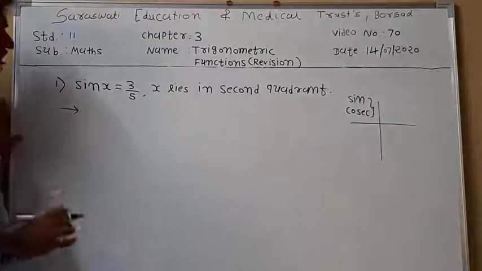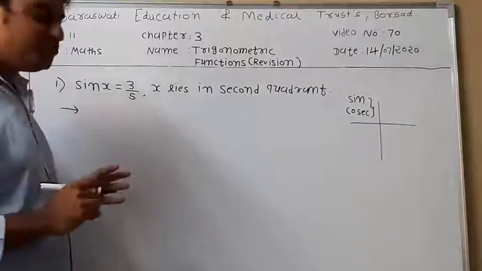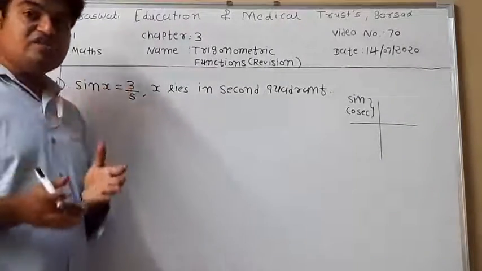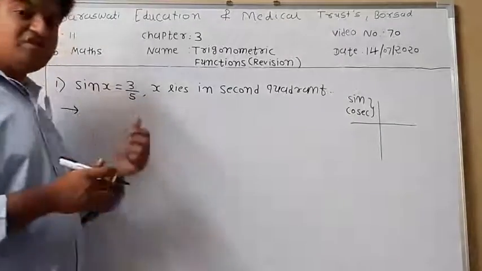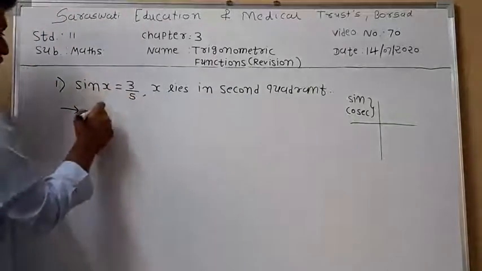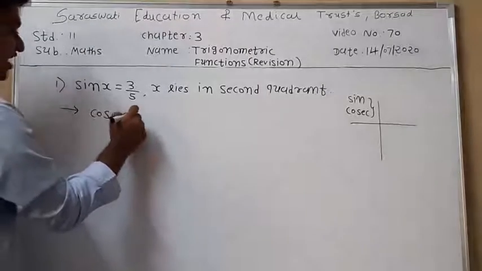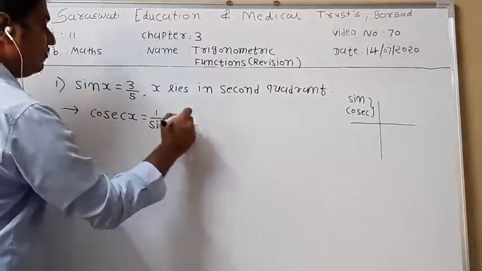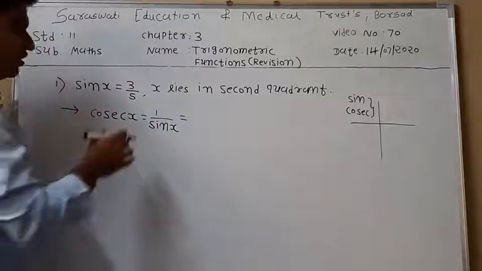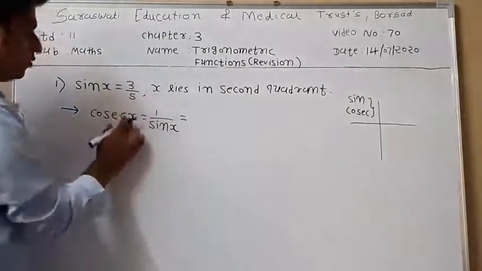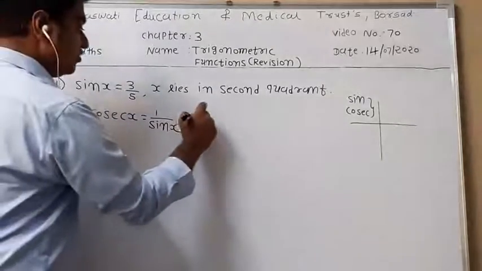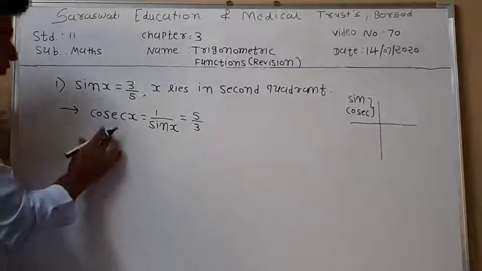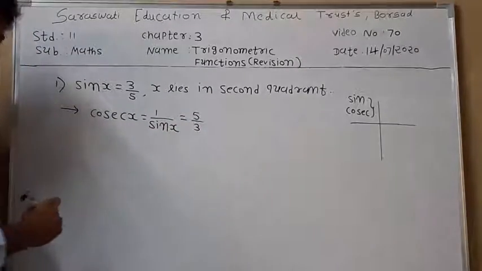So sin x is equal to 3 upon 5. We know that cosec x is equal to 1 upon sin x. So first find cosec x is equal to 1 upon sin x. That means this value is written in reverse order, so we get the value of cosec x is equal to 5 upon 3.